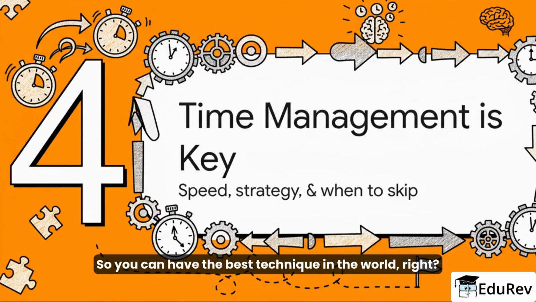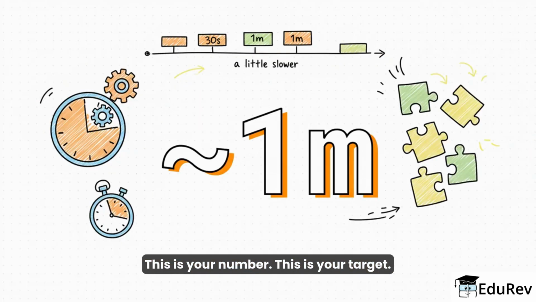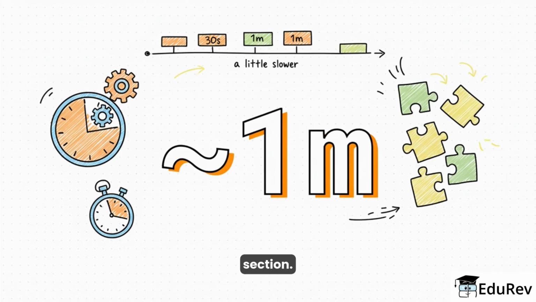So you can have the best technique in the world, right? But if you run out of time, it's all for nothing. Let's talk about the master skill that ties everything together, managing that clock. This is your number. This is your target. About 1 minute per puzzle. Now, some will be quicker, maybe 30 seconds. A few might take a little longer. But this is the average you need to aim for to get through the entire section.